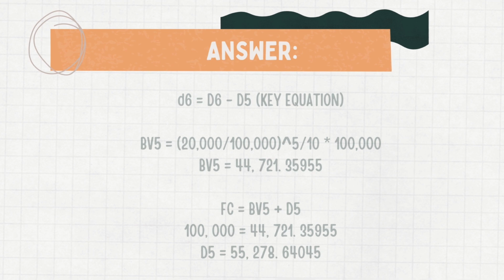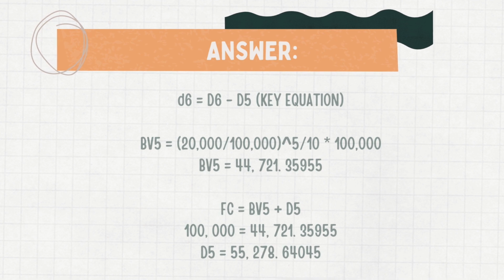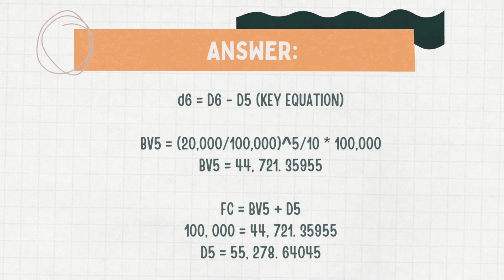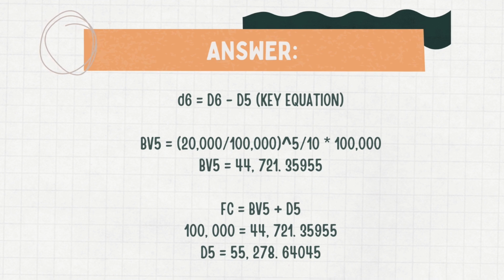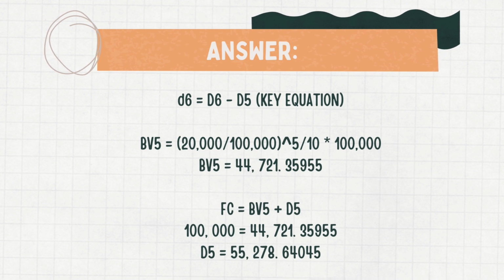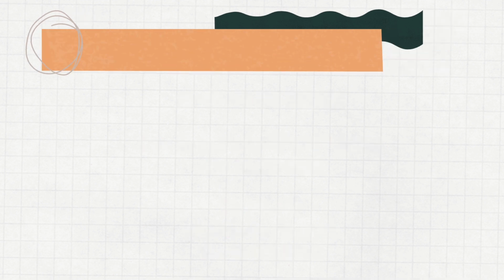To solve the depreciation charge, our key equation is D6 is equal to capital D6 minus D5. Then, calculate the book value at the end of 5 years. Book value is equal to 20,000 over 100,000 raised to 5 over 10 times 100,000, which is equal to 44,721.35. We can now find the value of D5. 100,000 is equal to 44,721.35 plus D5. Therefore, D5 is equal to 55,278.64045.